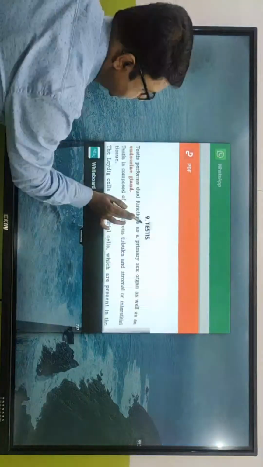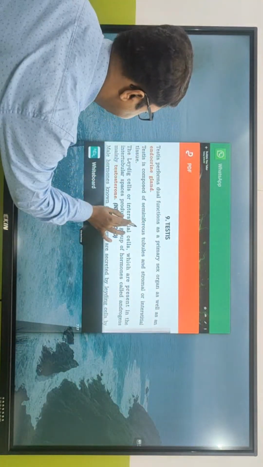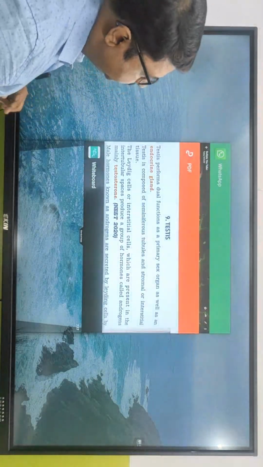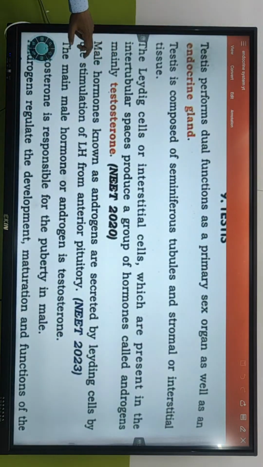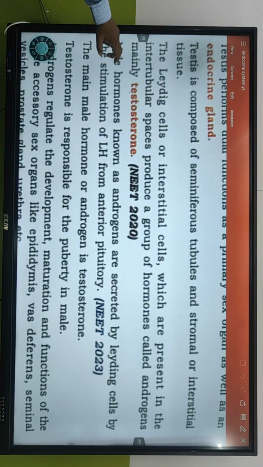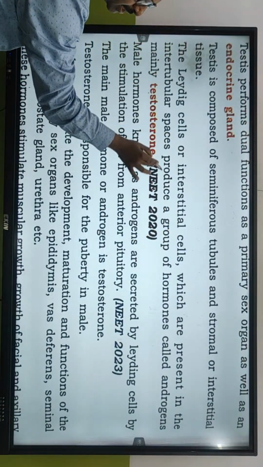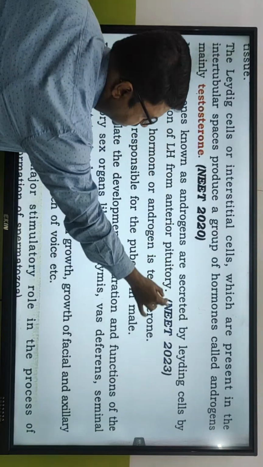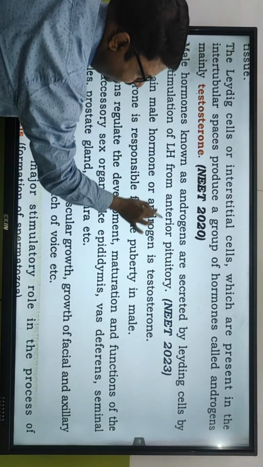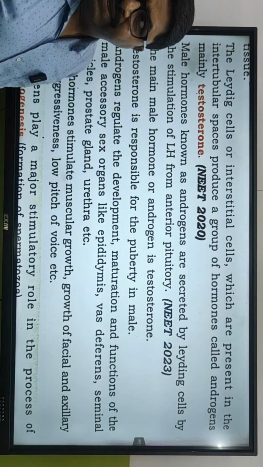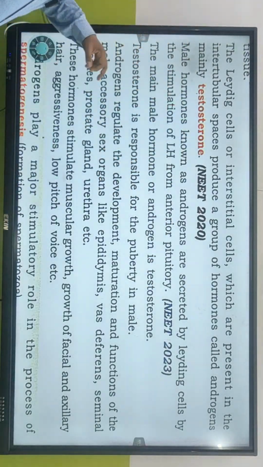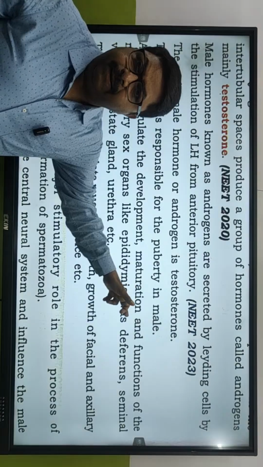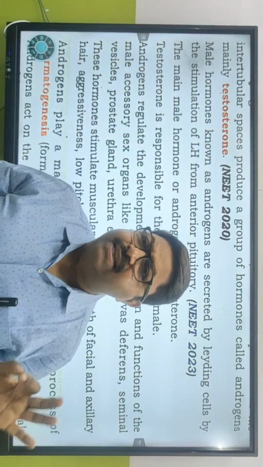Okay, let's get into what NCERT has got to say about the testis. The Leydig cells or interstitial cells which are present in the intertubular spaces produce a group of hormones called androgens or testosterone. Male hormones known as androgens are secreted by the Leydig cells by the stimulation of LH from the anterior pituitary gland, also called ICSH, interstitial cell stimulating hormone. The main male hormone or androgen is testosterone. Testosterone is responsible for puberty in males. So testosterone helps in the development of secondary sexual characteristics in males.